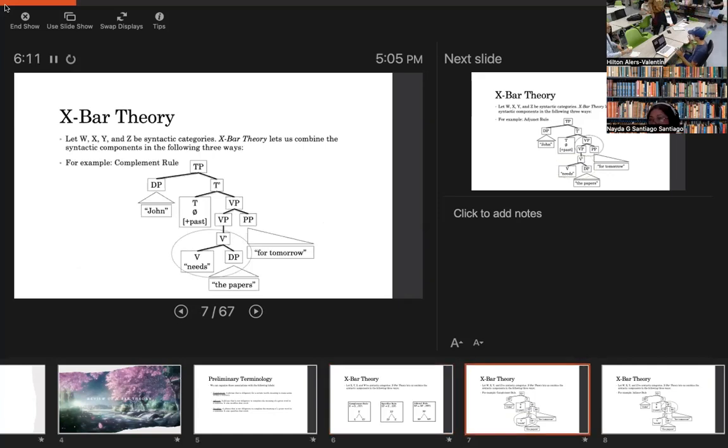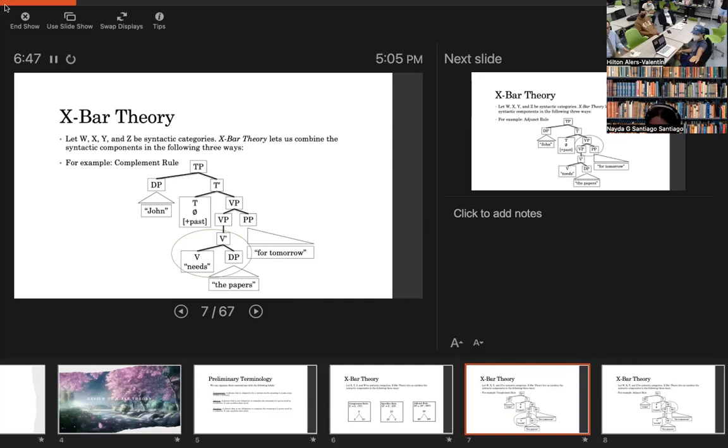So here we have the sentence, John needs the papers for tomorrow, right? So firstly, to see the complement rule, we notice the verb needs, right? So when we say needs by itself, we're kind of missing information. It needs something, right? And so there is an obligatory structure that needs to be present. In this case, we have the determiner phrase, the papers. What we need there is a determiner phrase, in this case the papers, right? And so that's how the complement rule is denoted.